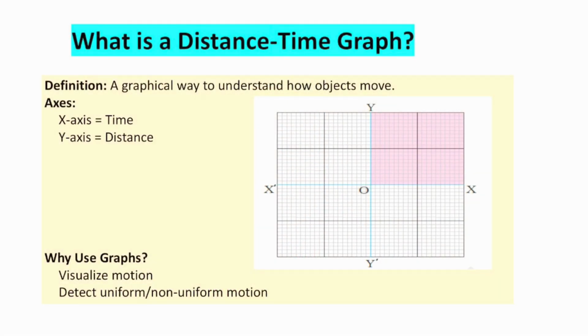A distance time graph is a graphical way to understand how objects move. On this graph, the x-axis represents time, the y-axis shows distance. Why use graphs? They help us visualize motion and detect whether it's uniform or not.